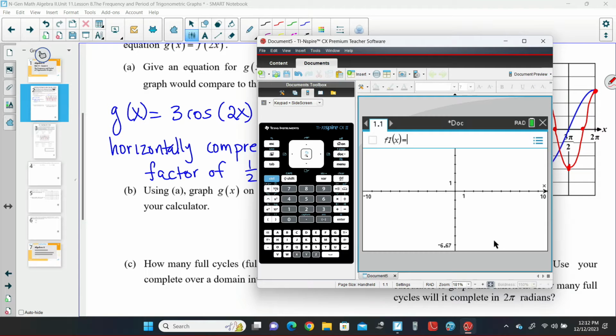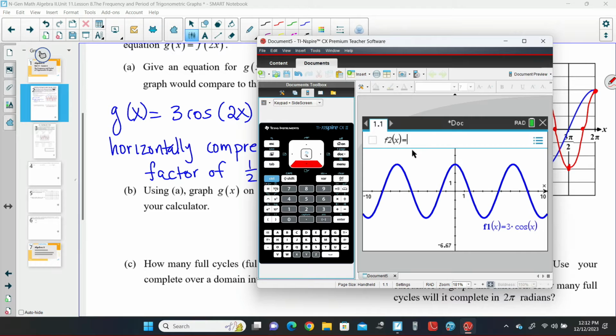So I'm in radian mode, which I want to be in. I want to do 3 times the cosine of x. All right, that's my first one. My second one is going to be 3 times the cosine of 2x.